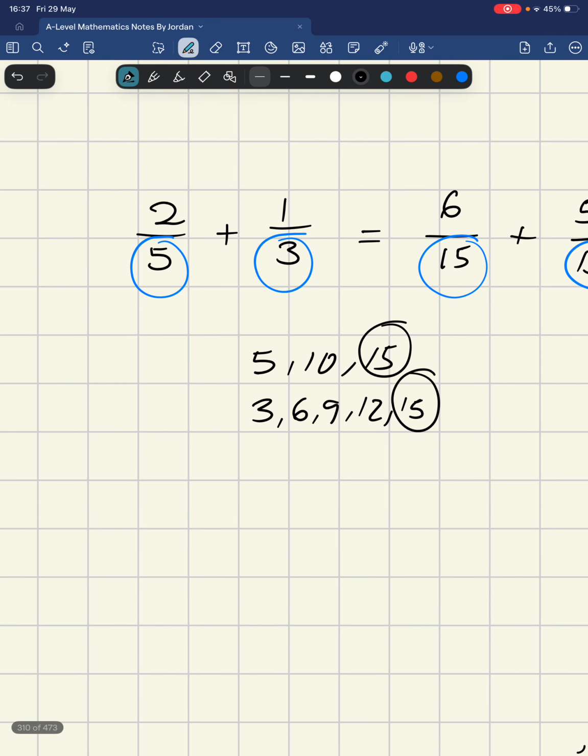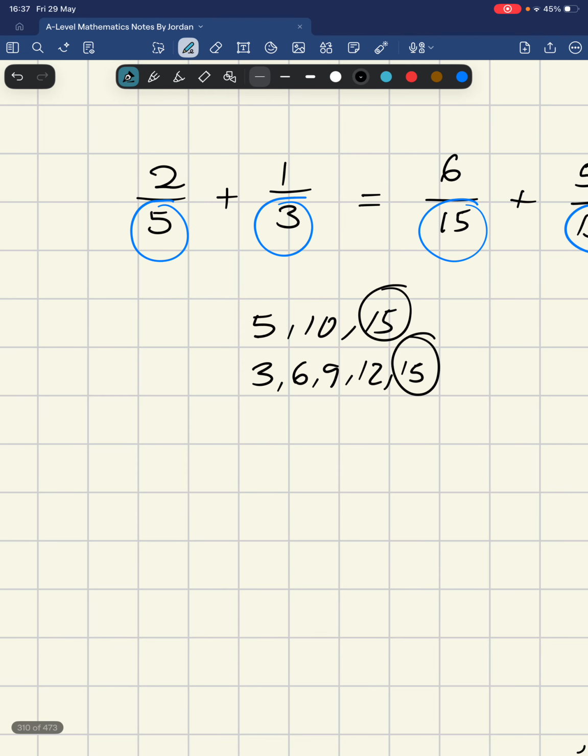Now let me just show you a method which I use. As I said, it will extend onto algebraic fractions.